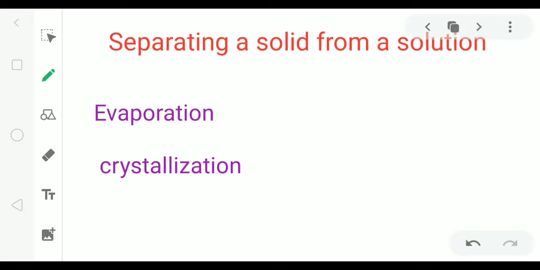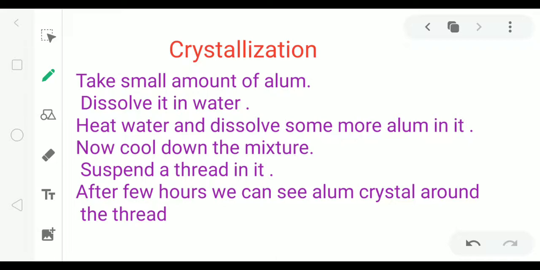Next topic is separating a solid from a solution. We can separate a solid from a solution by two methods, evaporation and crystallization. Evaporation is method of heating the solution so that liquid evaporates and solid is left behind. Crystallization is method of getting pure solid.